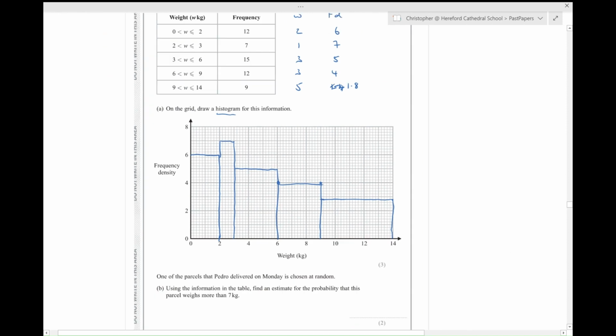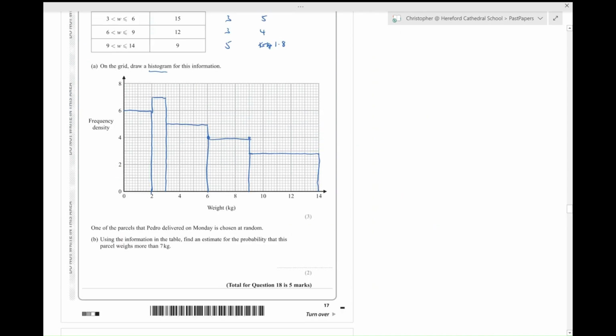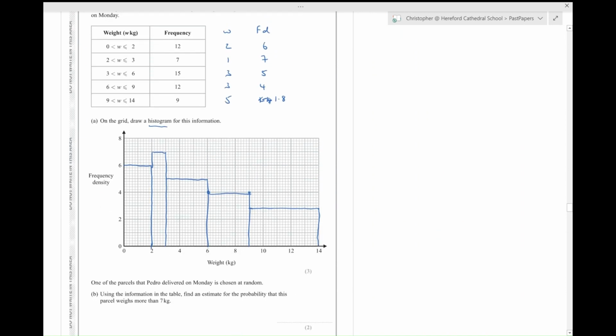One of the parcels that Pedro delivered on Monday is chosen at random. Using the information in the table, estimate the probability the parcel weighs more than 7 kilograms. Well, all of these 9 weigh more than 7 kilograms. And here we've got a class width of 3. And so I guess we can assume that 2/3 of those ones will weigh more than 7. So how many are going to weigh more than 7? 9 plus 2/3 of the 12 in the class beneath that. So 17, we reckon, are going to weigh more than 7.